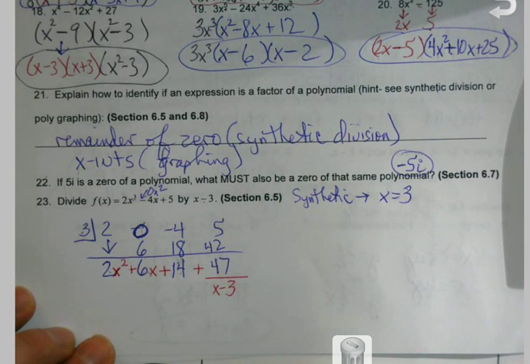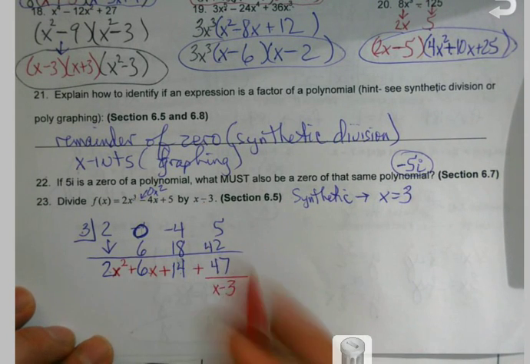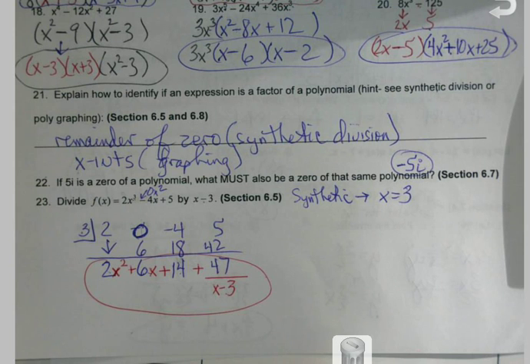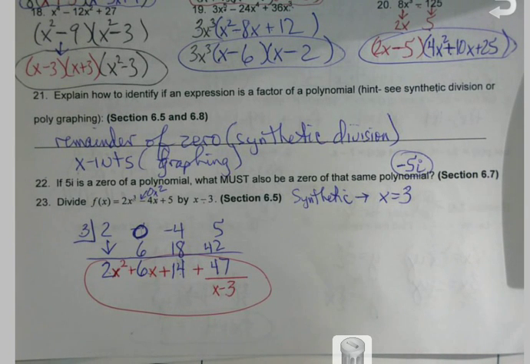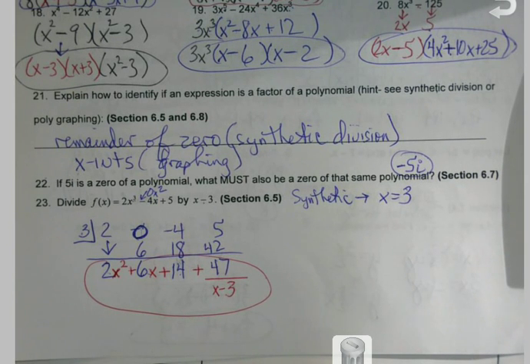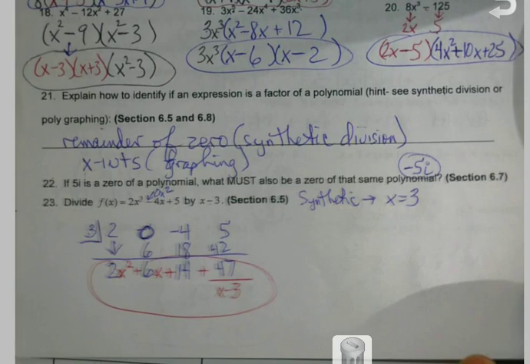Whatever I divided by, whatever this is just going to go at the bottom. And that would be my division on that one. And it would look exactly the same whether I did the synthetic with the 3 or I did the long division with the x minus 3. Okay. All right, let's see what else we got here.